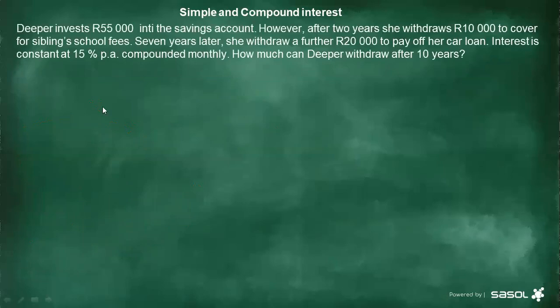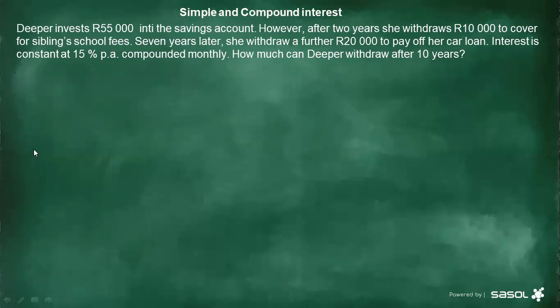All right, we are having another scenario. It says the peer invests 55,000 into the savings account. However, after 2 years, she withdraws 10,000 to cover her siblings' school fees. 7 years later, she withdraws a further 20,000 to pay off her car loan. The interest is constant at 15% per annum compounded monthly. How much can the peer withdraw after 10 years?